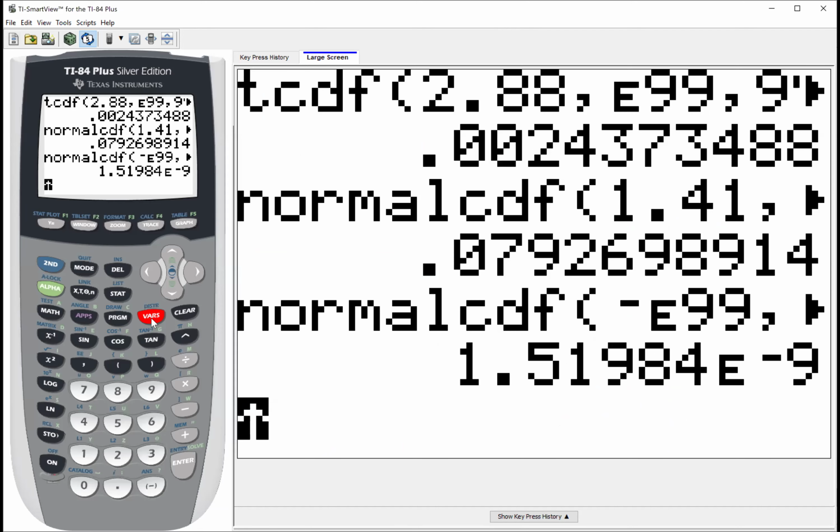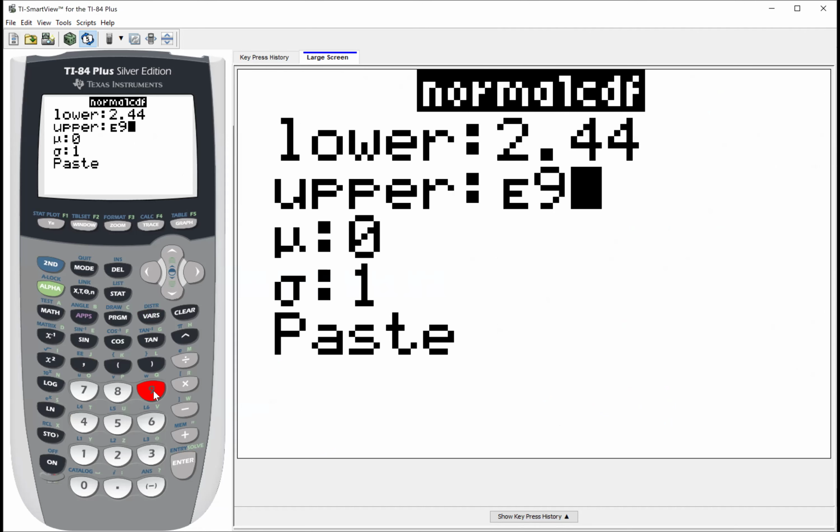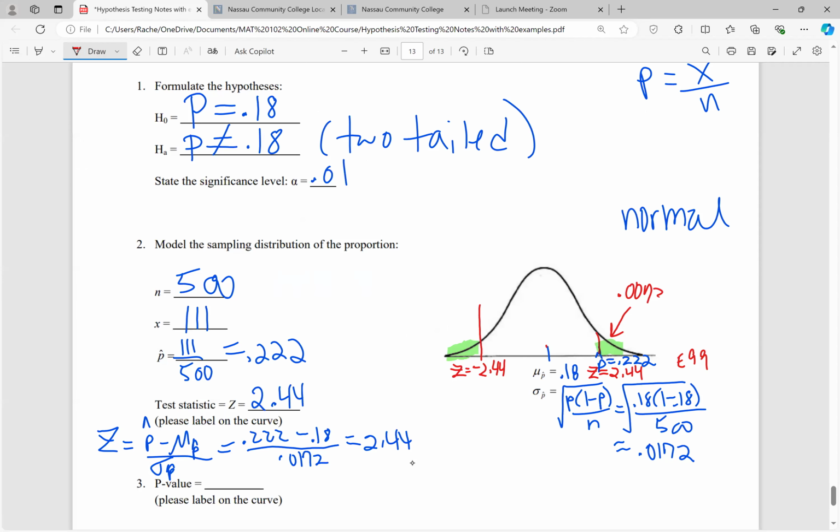Normal CDF. So my lower is 2.44. My upper is E99. The mean is 0. The standard deviation is 1. And I get an area of 0.0073. So this shaded area is 0.0073, which means this area to the left is also 0.0073.